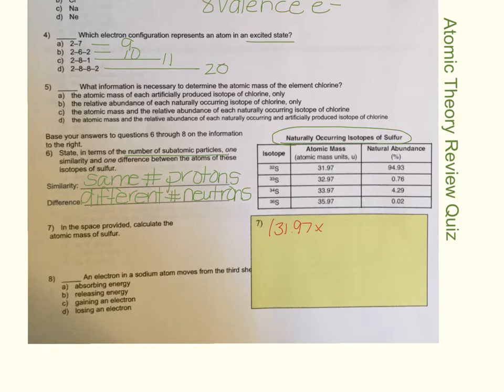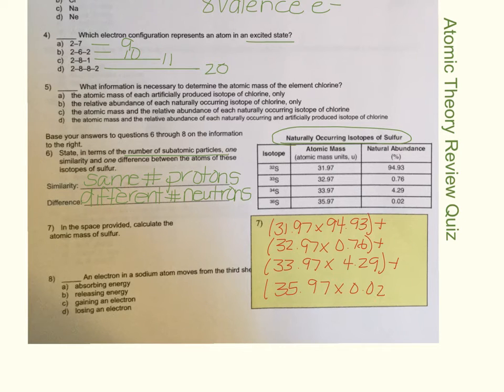31.97 times 94.93 plus 32.97 times 0.76 plus 33.97 times 4.29 plus 35.97 times 0.02. And then all of that divided by 100.